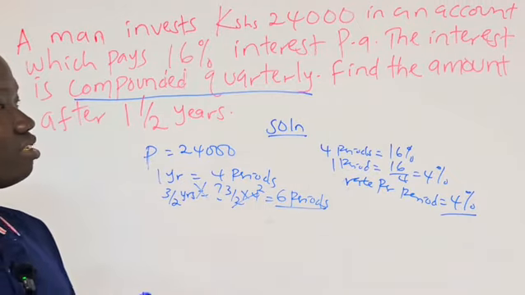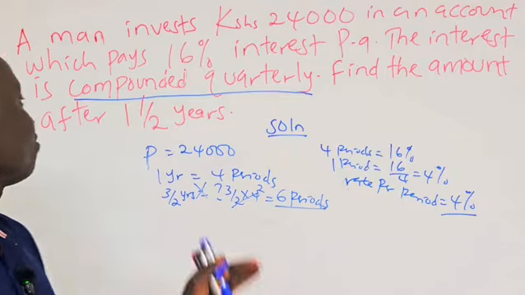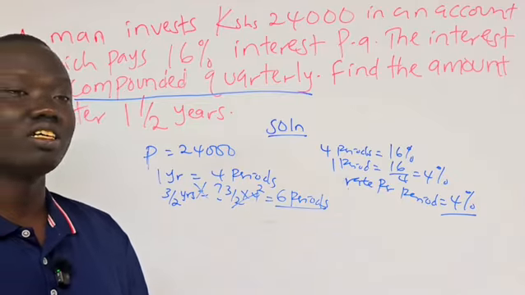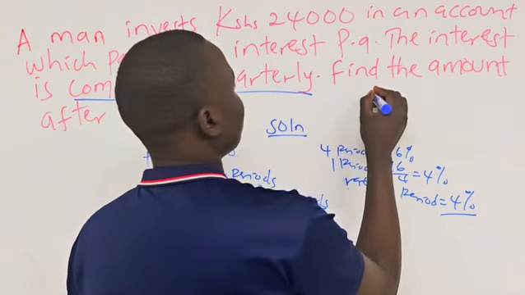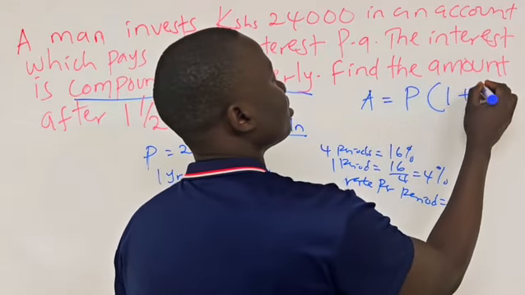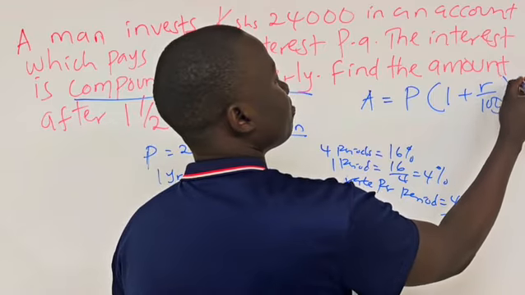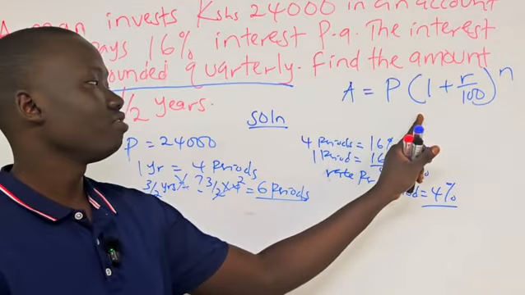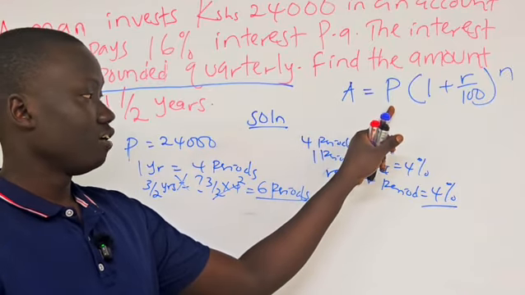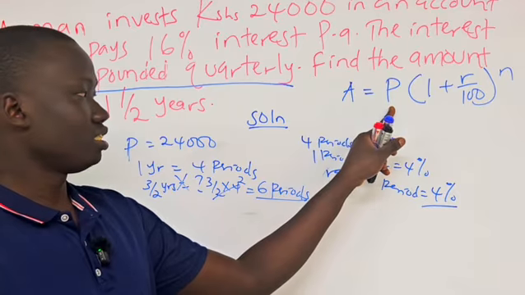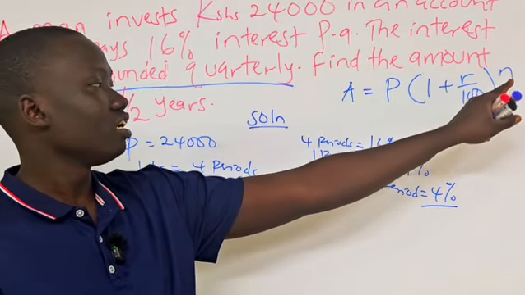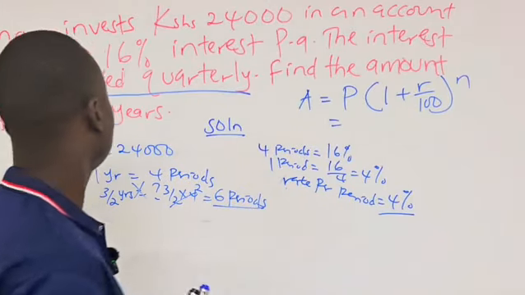Alright. Now, after knowing this, we are going to apply the formula. We are asked to calculate the amount after this number of years. How do we get the amount? The amount A is equal to principal P, open bracket, 1 plus r out of 100, raised to power n. Guys, you need to know this formula. A is amount, P is principal or deposit, the amount invested, r is rate per period, n is total number of periods.